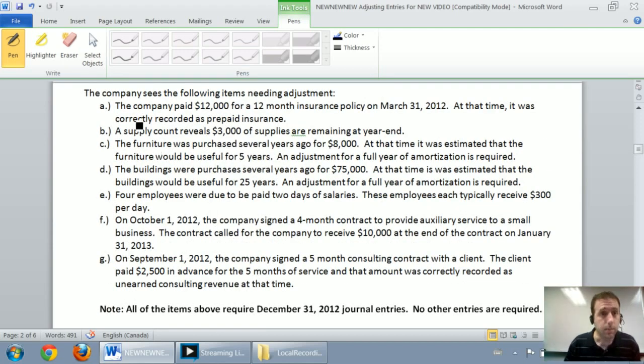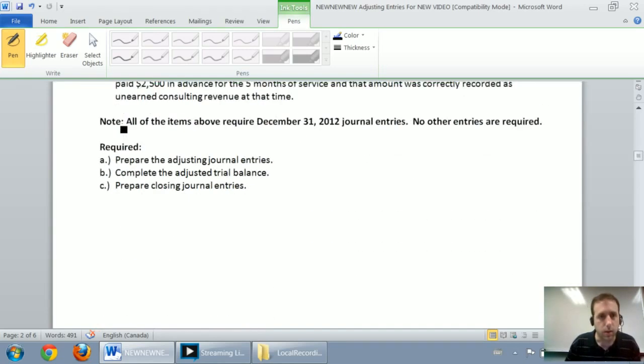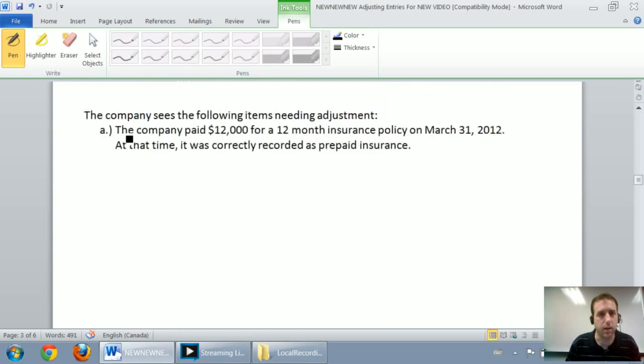So, Adjustment A says the company paid $12,000 for a 12-month insurance policy on March 31st, 2012. At that time, it was correctly recorded as prepaid insurance. Okay, so I've actually set this up so I can work on it. I've scrolled down and now I have it where I can write below it. Obviously, you won't have that in yours.